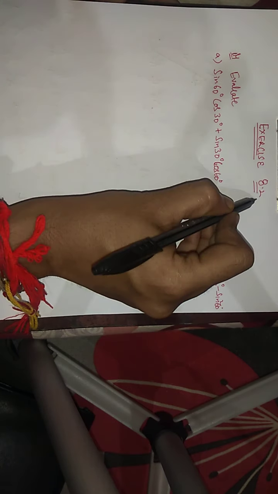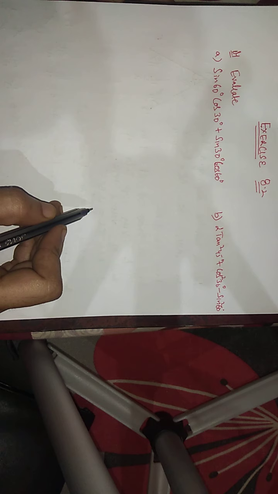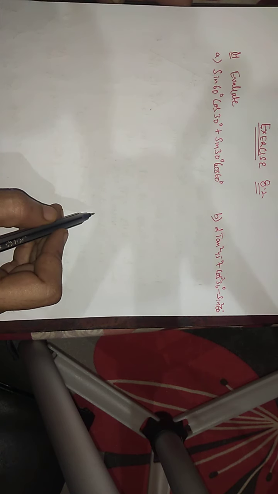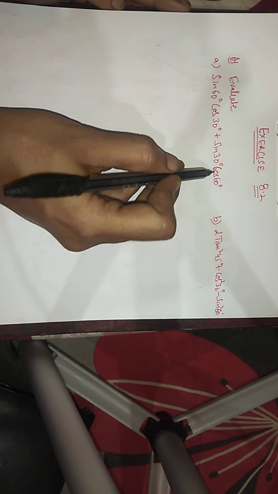Hello students, in this video we will discuss exercise 8.2, which involves the use of trigonometric ratios that we have discussed in the previous video. So now let's start with exercise 8.2. Question number 1. Evaluate sin 60 cos 30 plus sin 30 cos 60.